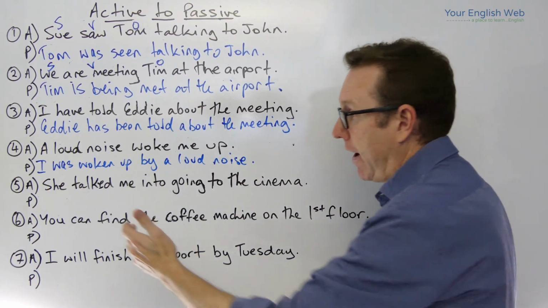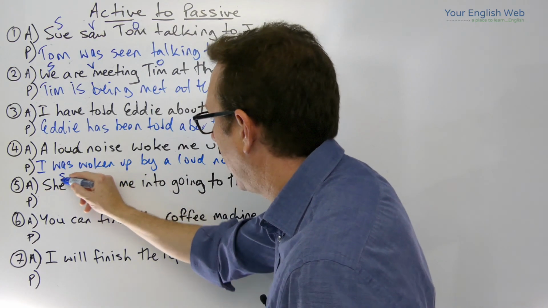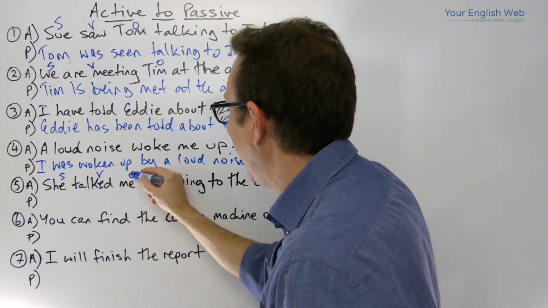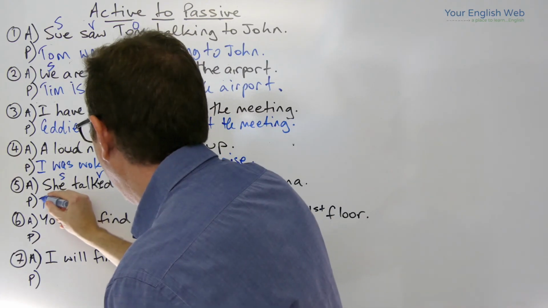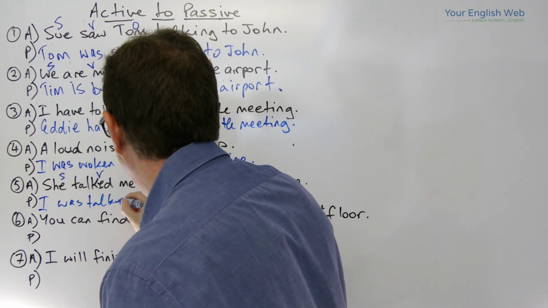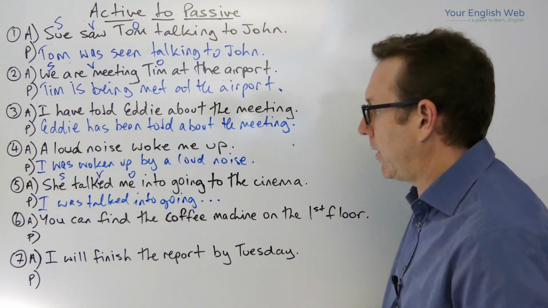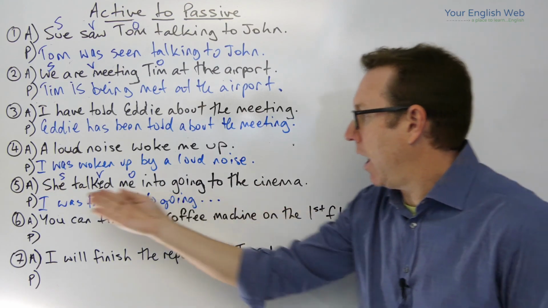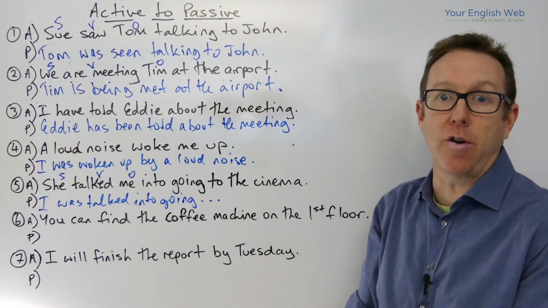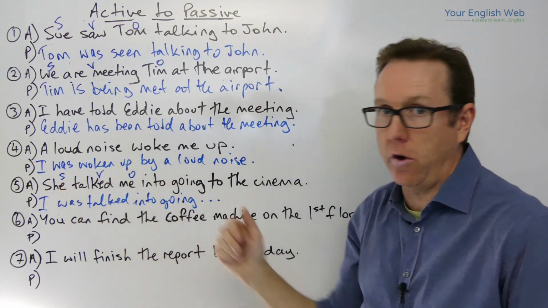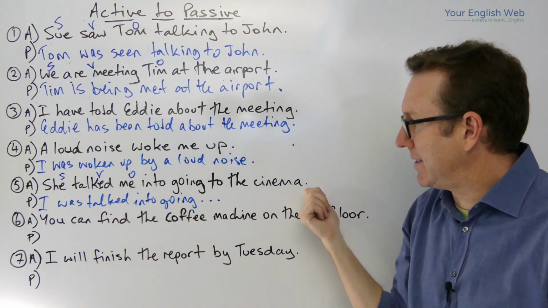Sentence number 5. She talked me into going to the cinema. She, subject, talked me into going to the cinema. Me becomes I. I was talked into going to the cinema. Okay? She talked me into going. I was talked into going by her. Again, not necessary to put by her, so we can leave it out. I was talked into going to the cinema.